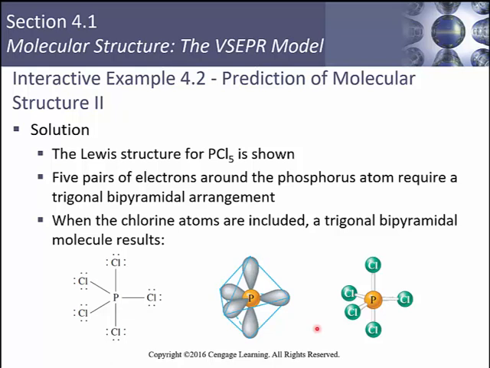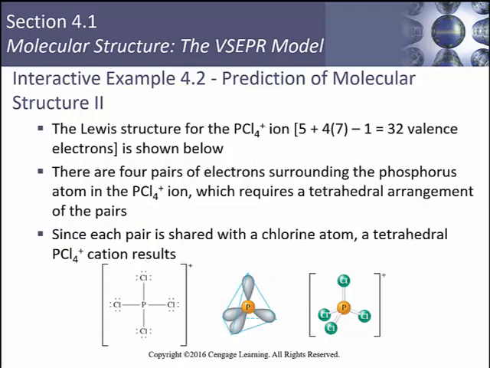Right. So we're going to start off with our molecular structure. First thing we would do is draw the Lewis structure for phosphorus pentachloride. We've got 5 pairs of electrons around the phosphorus atom. We're going to require a trigonal bipyramidal arrangement. When we introduce the chlorines, all of those positions are filled by atoms, and so we've got a trigonal bipyramidal molecule as well as a trigonal bipyramidal electron domain geometry.